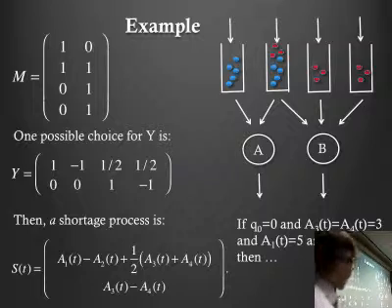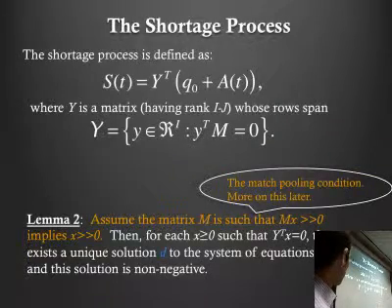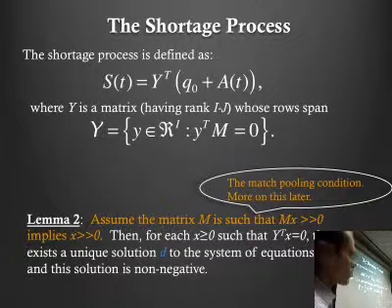Y is just a matrix that I define to be a matrix that spans this subspace. So it spans the vectors that are orthogonal to the matching matrix M.